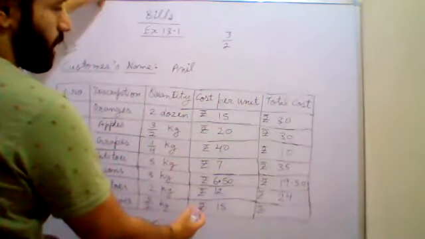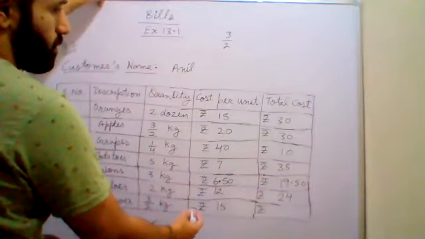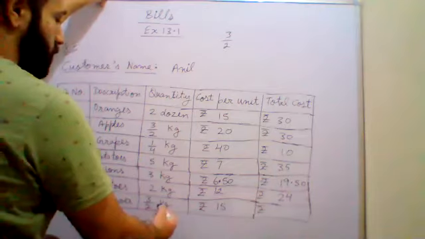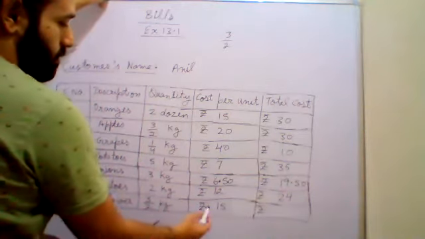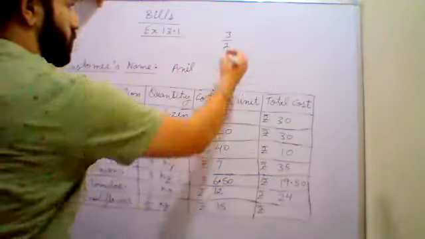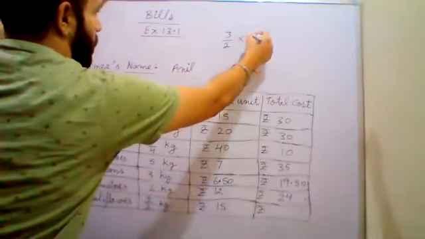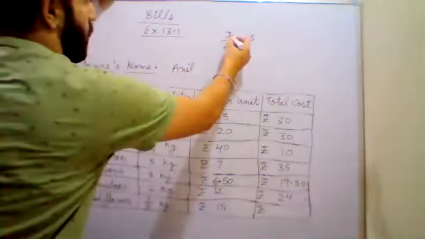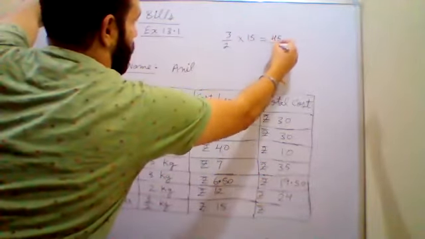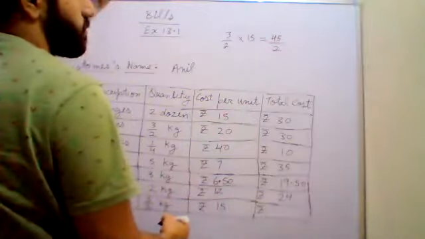How will we find the cost of cauliflower? You all have to see this on the board. Everyone, I want your concentration on the board. 3 upon 2 kg, and 15 rupees is the price. So 3 upon 2 multiplied by 15. What is the product of 3 and 15? The product is 45. 45 upon 2.